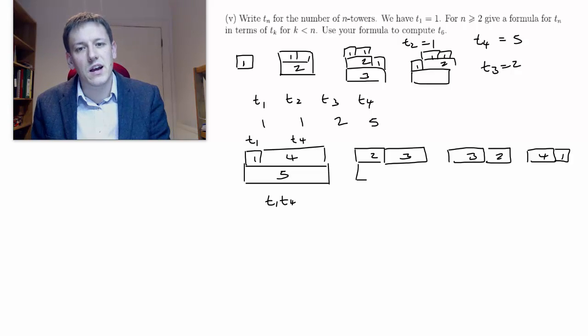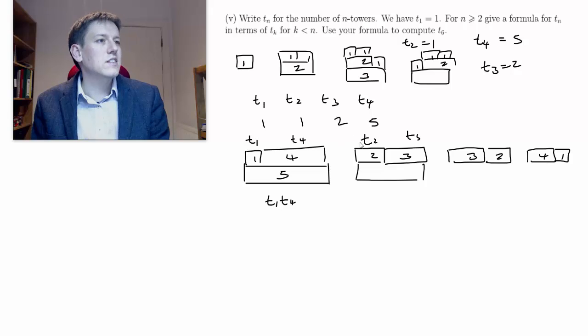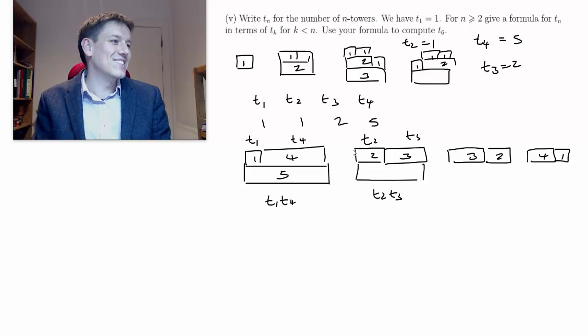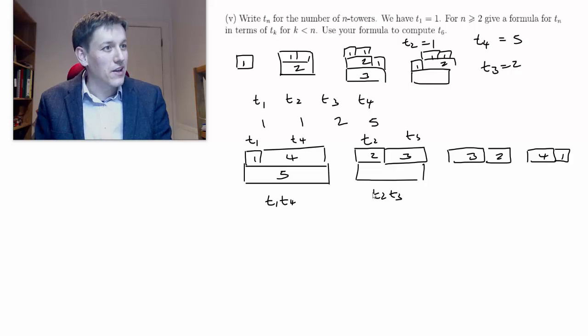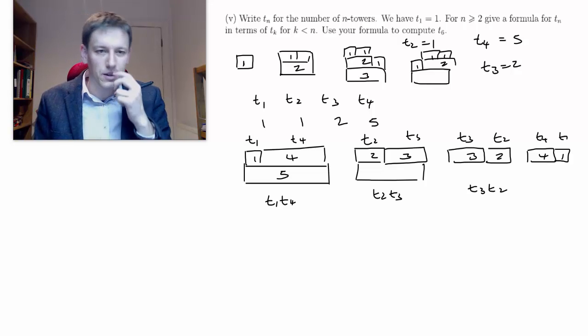But in general, how many are there of this type? Well, there are T2 of this type and T3 of this type. So I could take any T2 tower with any T3 tower, and there would be T2 times T3 of them. Again, because T2 and T1 are just 1, you can simplify these, but in general, this formula is going to work, and that's why I'm writing it out like this. So this is T3, T2, and this is T4, T1, okay?